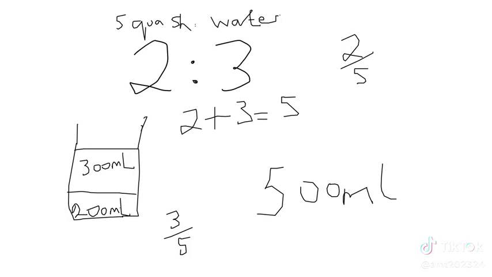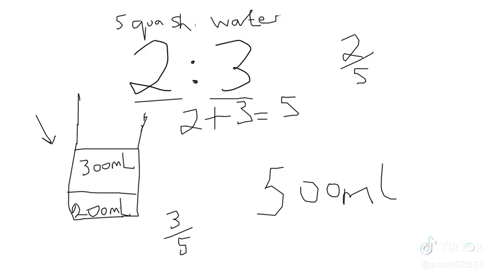So in this context, 2/5 of my jug or cup of drink is squash, and 3/5 of it is water. And then vice versa, 3/5 of my drink is water, and 2/5 of my drink is squash. So this is what I mean by a ratio. I hope that makes sense. This was a little introduction, a little teaser.